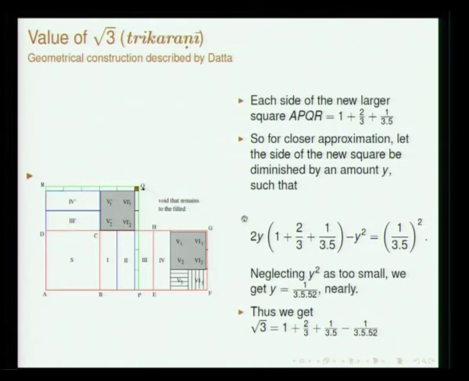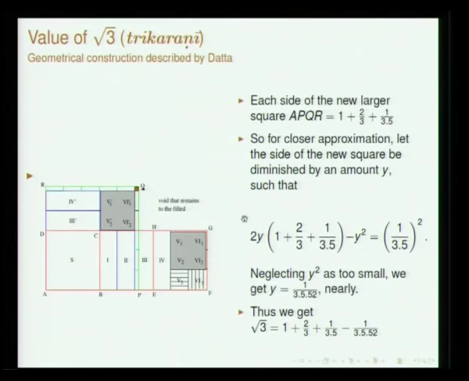Okay. So, I discussed root 2, and a similar thing can be done for root 3 also. We can have a similar geometrical construction. So, the expression will be something like 1 plus 2 by 3, plus 1 by 3 into 5, minus 1 by 3 into 5 into 52, and so on and so forth. I think this should be quite clear from the description that was given for root 2.